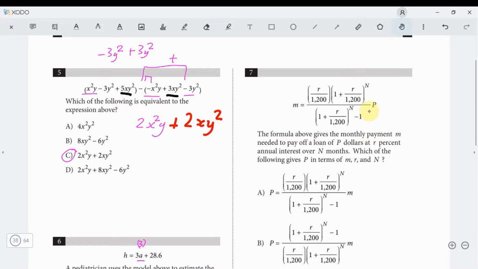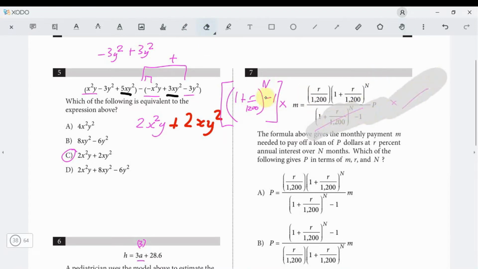So first thing we can do is cross multiply. Multiply both sides of the equation by the denominator, which is 1 plus r over 1200 raised to the n minus 1. If we do that, then on multiplying that side, this part would cancel, right? And so now we have this times m, then all we need to do next is divide by this. Alright, so follow what I'm saying.